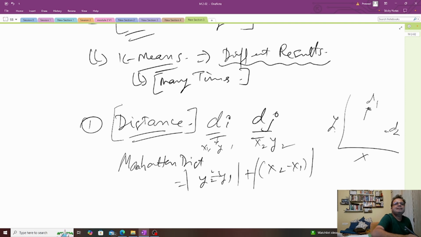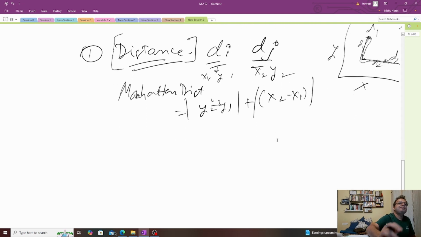So ideally this is this distance and this distance, distance 1 and distance 2. So the sum of this distance and this distance is called the Manhattan distance. Sometimes it might be the most right metric for you to find the distance, sometimes it might not be.